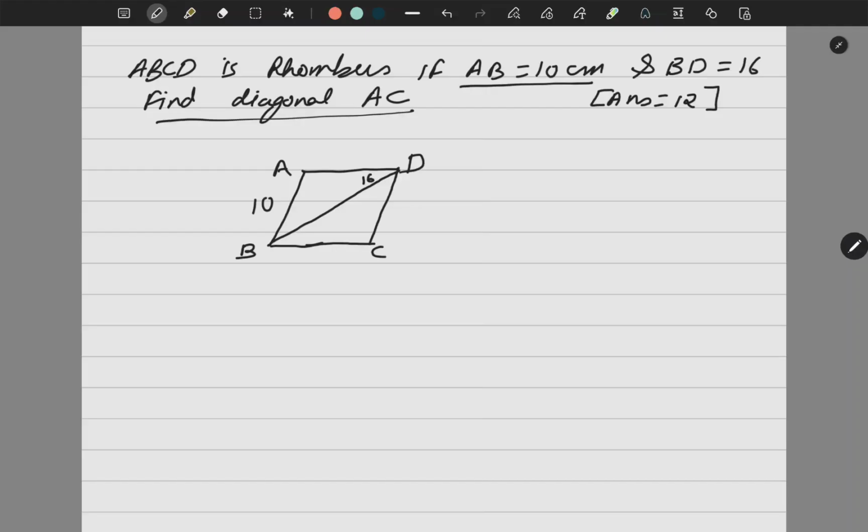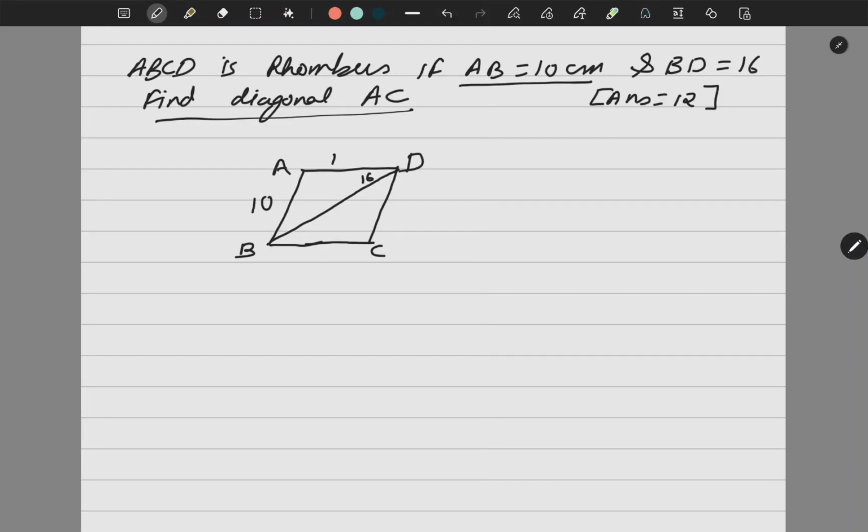Now how to find AC? Since it is a rhombus, all the sides are equal. So if AB is 10, AD is also 10, CD is also 10 and BC is also 10. The other thing I know is that if I make another diagonal, they bisect each other at 90 degrees, right? So this is 90 degrees. Now if this is 90 degrees, then triangle AOD is a right angle triangle with AD as the hypotenuse.